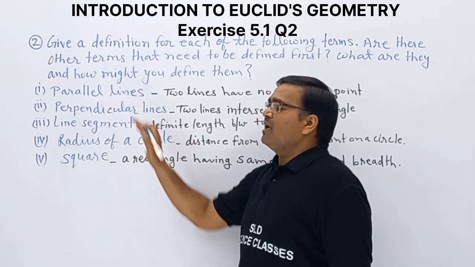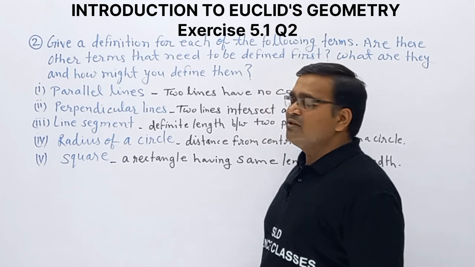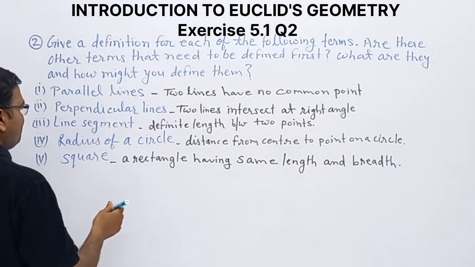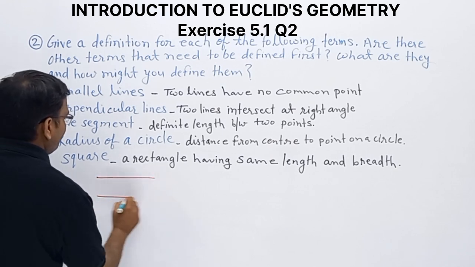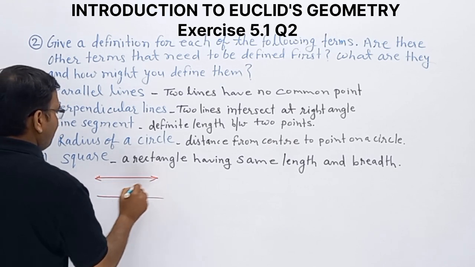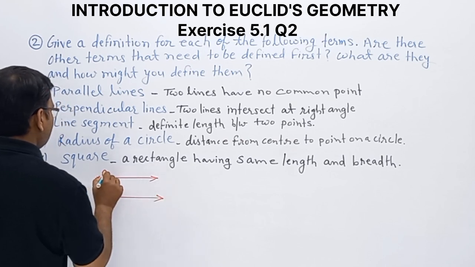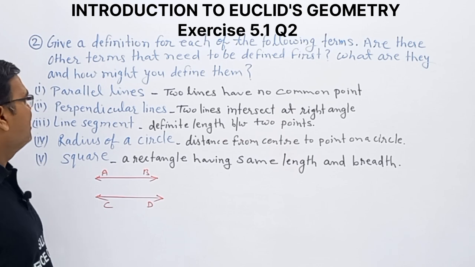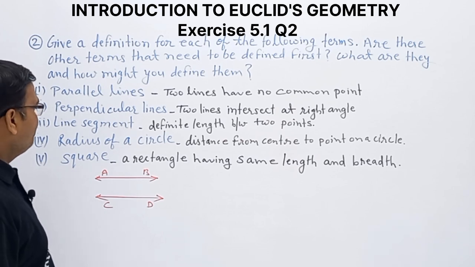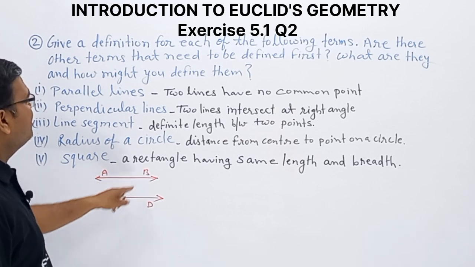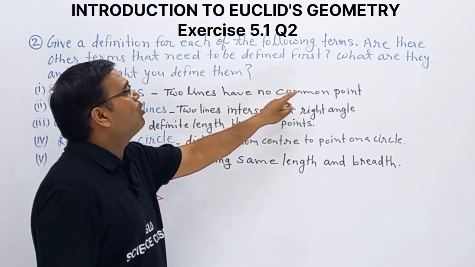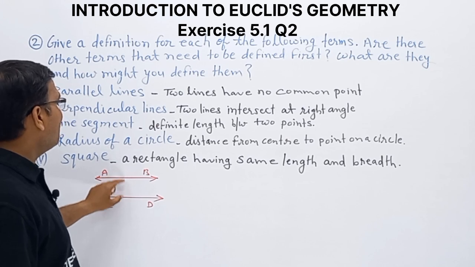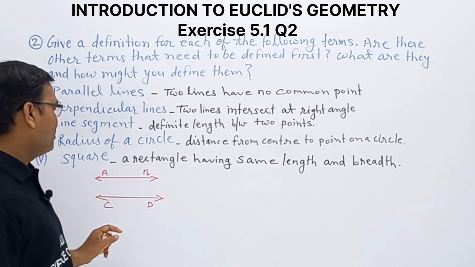First one, parallel lines. So what about its definition? Two lines are said to be parallel. Observe, this is one line, this is another line. This is AB, this is CD. These two lines are parallel. When we say these are parallel, it means the two lines have no common point.